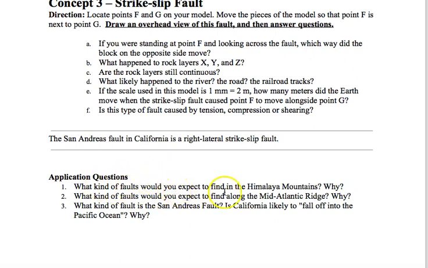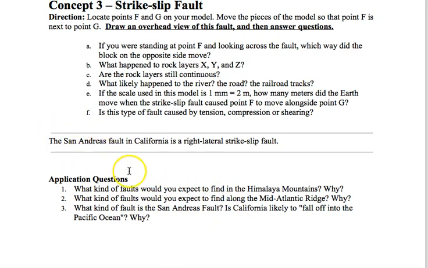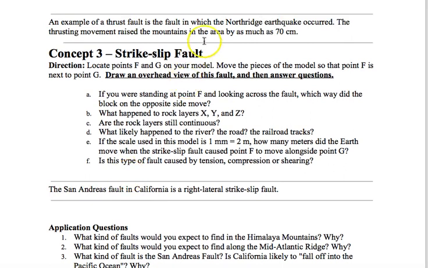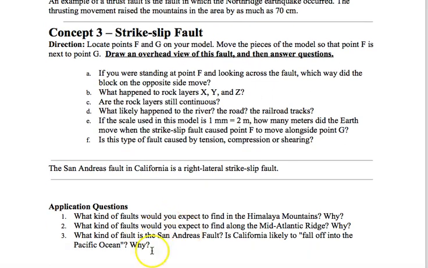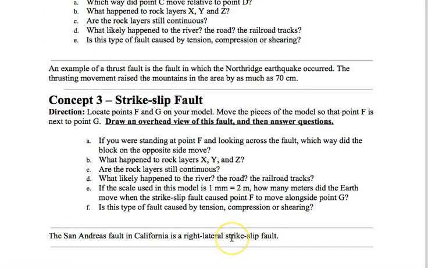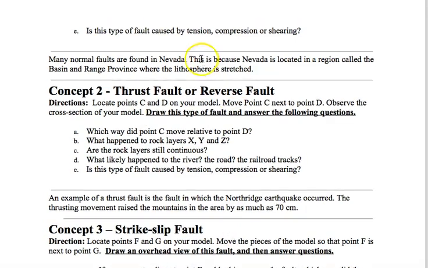What kind of faults would you expect to find in the Himalaya Mountains? Why? What kind of faults would you expect to find in the Mid-Atlantic Ridge? Why? What kind of fault is the San Andreas Fault? So let me give you a hint. Right here it talks about the San Andreas Fault. Here it talks about the Northridge earthquake, which is part of that San Andreas Fault system in California. And when we talked about the Himalaya Mountains, it's going to be the same as these.